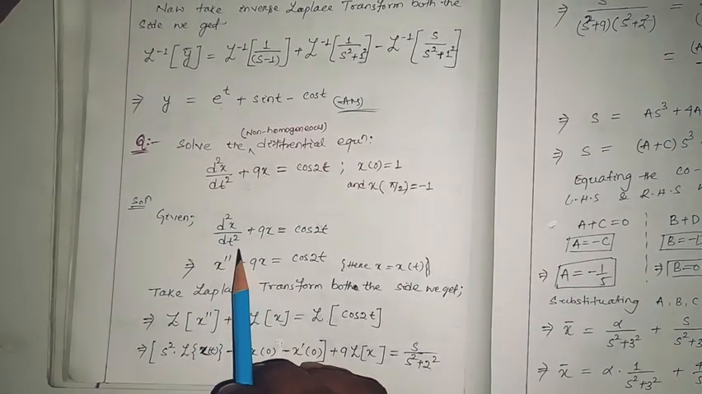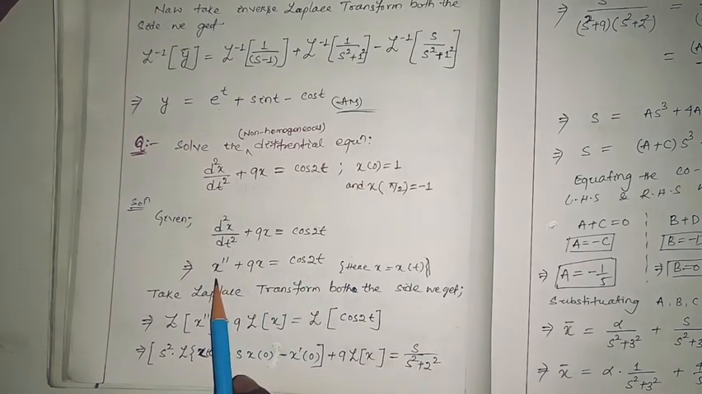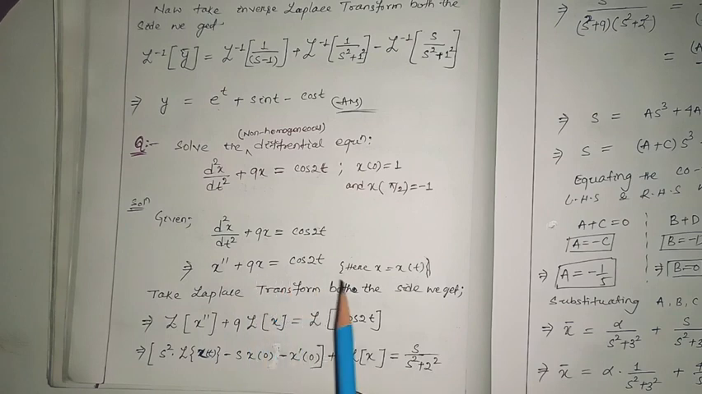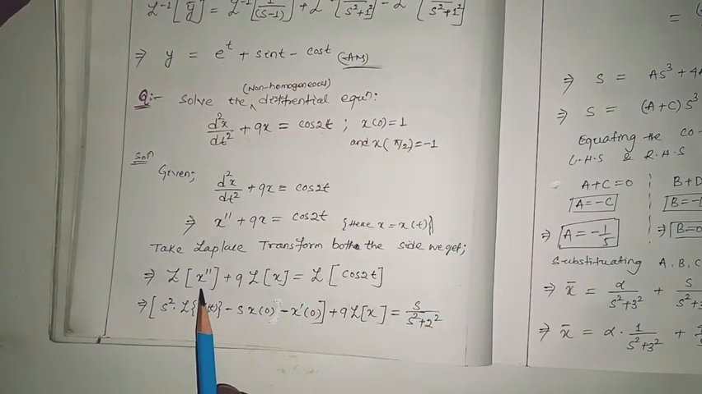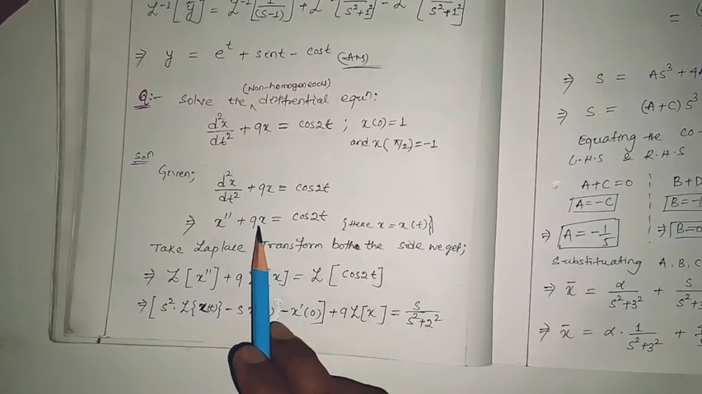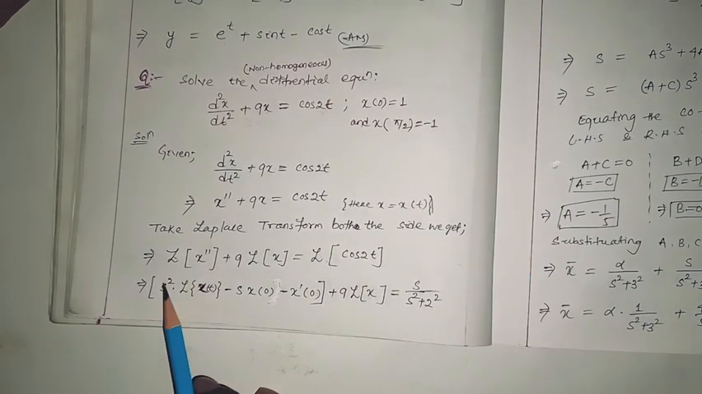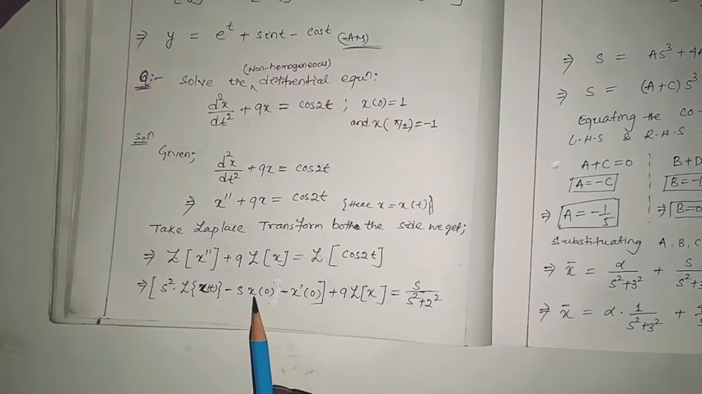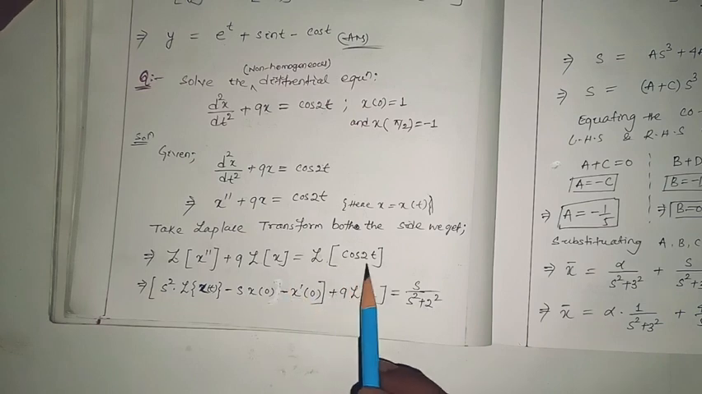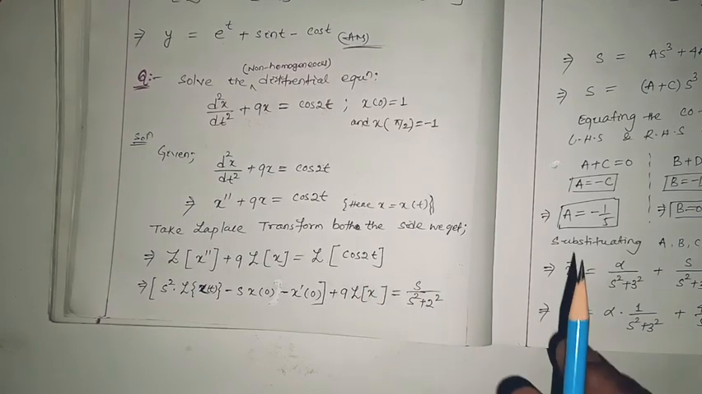The given differential equation is d square x by dt square plus 9x equal to cos 2t, or we can write x double dash plus 9x equal to cos 2t. Here x is a function of t. Now we are going to take the Laplace transform on both sides. Laplace transform of x double dash plus 9 times Laplace transform of x equal to Laplace transform of cos 2t. Here double dash means s square into Laplace transform of x, function of t, minus s x at t equal to 0 minus x dash at t equal to 0, plus 9 Laplace transform of x, and Laplace transform of cos 2t will be equal to s by s square plus 2 square.